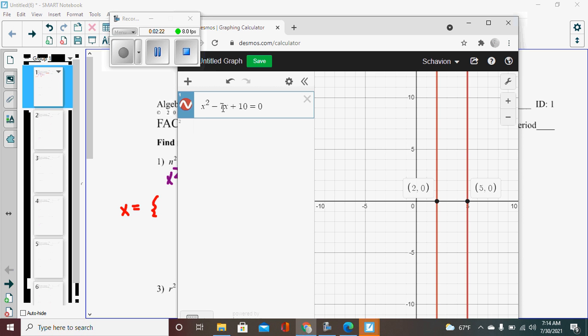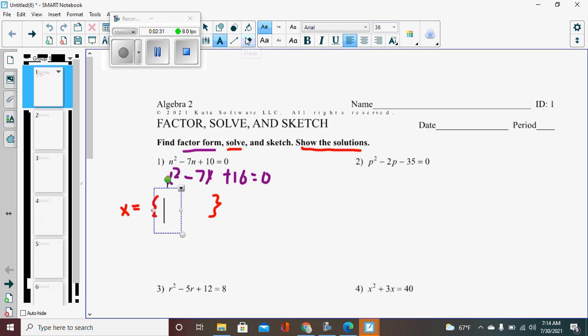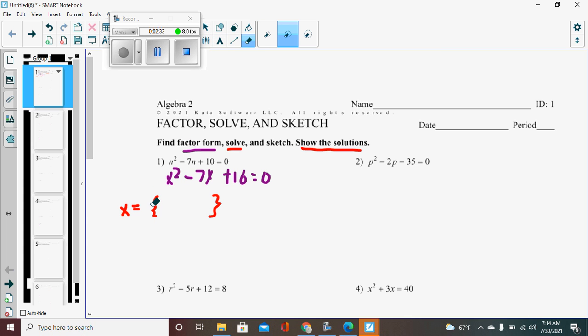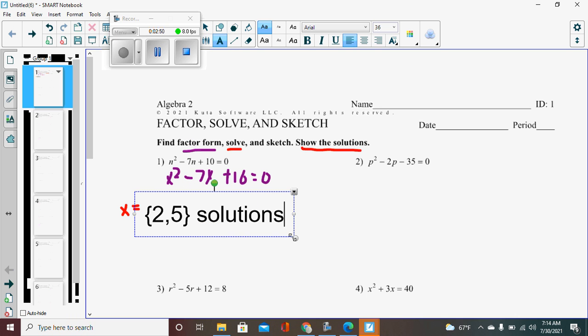All I need to do is make sure these solutions add up to this middle term. So when I write my solutions, I'm going to go inside the curly bracket here. In fact, why don't I do real curly brackets so you can see what we're talking about, because that looks ugly. I'm going to type in the curly brackets, 2, 5. All right, so those are my solutions.